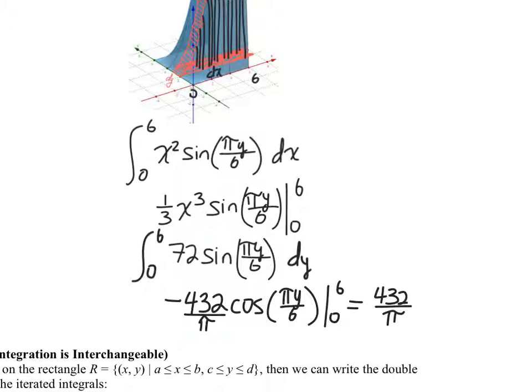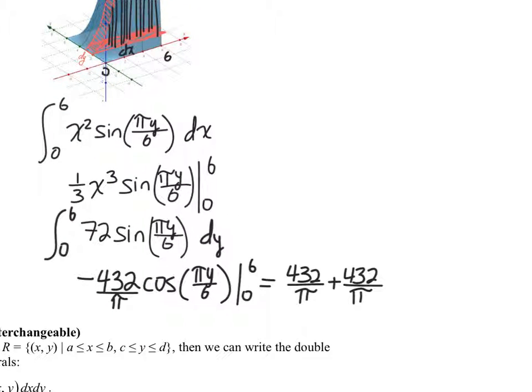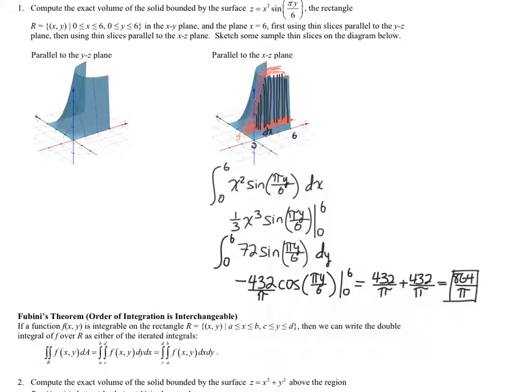And then if I plug in a 0, I'm going to get another 432 over pi. So 864 over pi. Yeah, cosine of 0 is 1, but you'd be subtracting the negative 432 over pi, so it becomes a plus. So 864 over pi. Hopefully that was the same as the other part. So this just proves whether we take dx or dy first, we get the same answer, correct, as long as your bounds are the same.